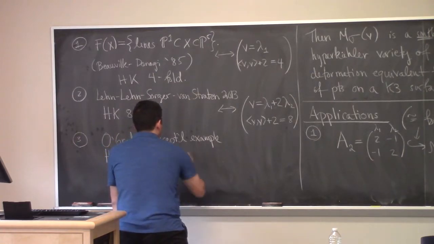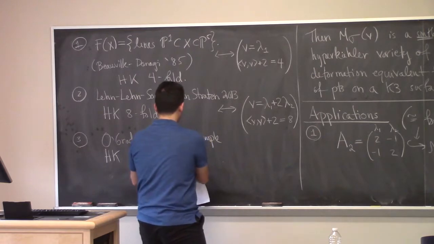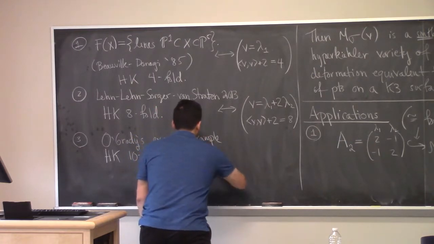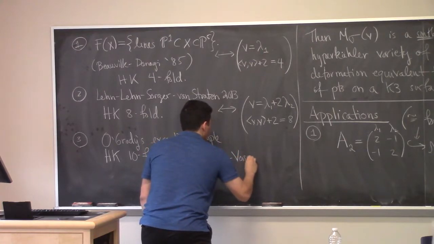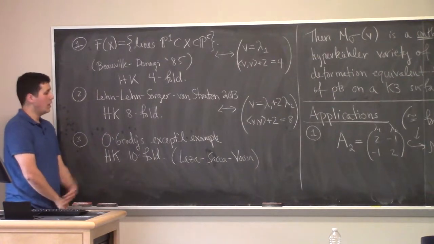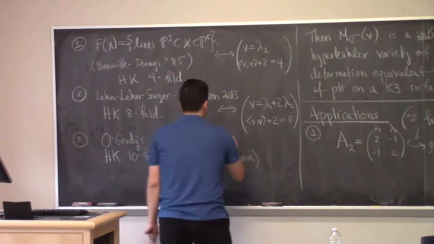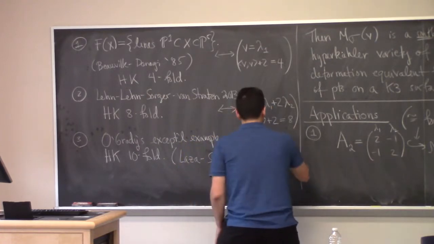Rapagnetta, Saccà and Blazon showed that you can interpret this construction in terms of cubic fourfolds. And in this language here, this corresponds to the vector v equals 2 lambda 1.